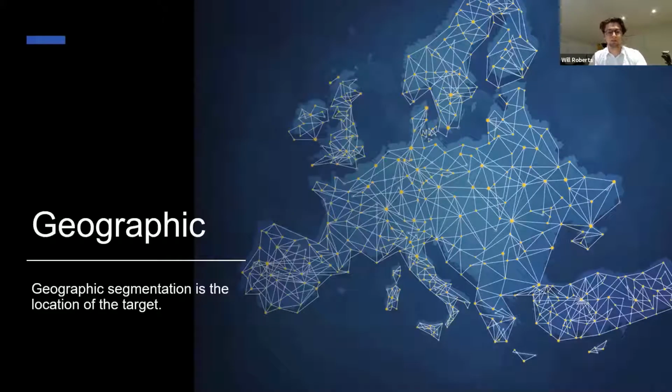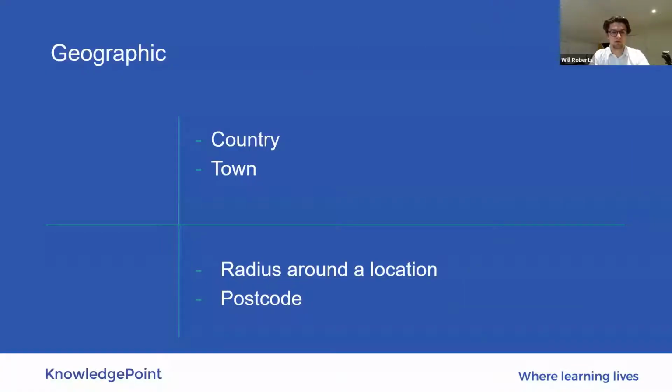So geographic, this one's quite simple, it is location. So this could be the town, the country, the radius around a postcode, or an area or location. This can often be good if you're doing a workshop or a physical event. You only want to target people that would be in a certain radius so they can actually reach that event or workshop. So an example would be they live in the UK, they live in Manchester.